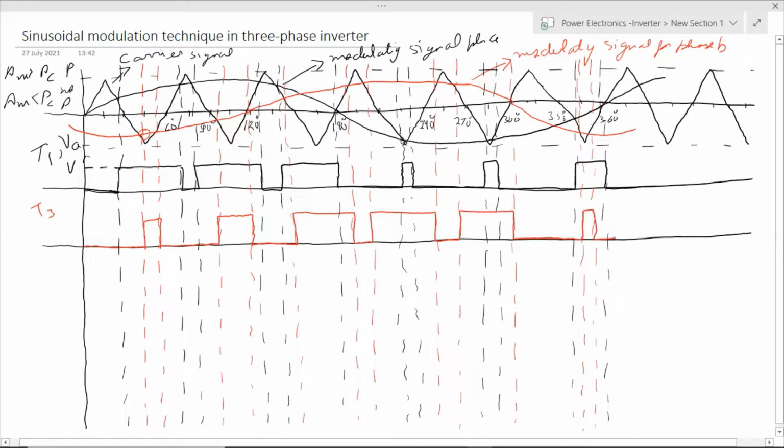Okay. So this is the pulse generated for T3, and also it is the waveform of the B phase voltage. So if we have to calculate the line voltage, which is what? VA minus VB. Just see, it is VA minus VB. Then we just have to reverse the VB and add to VA, or you can say subtract VB from VA.